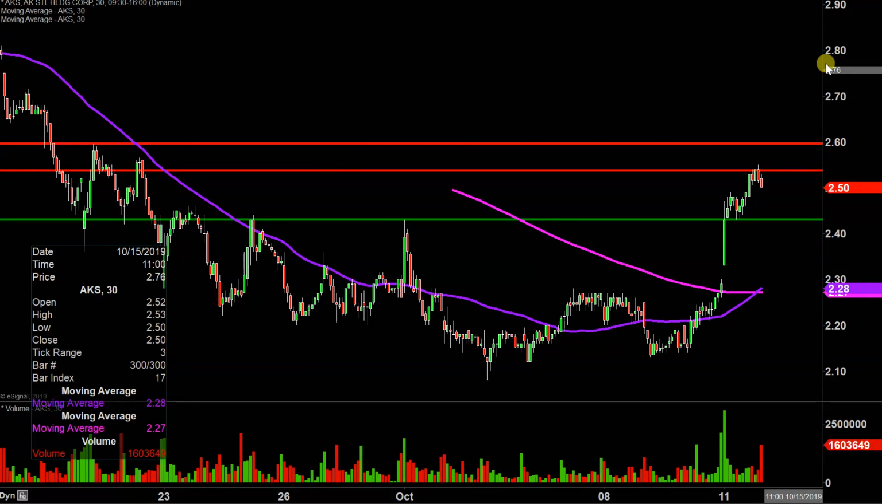So all in all, any way you look at it, monster volume today, monster price movement. Now the question definitely going into next week is just, can the price continue to build upon this momentum? Let's see what happens with it.